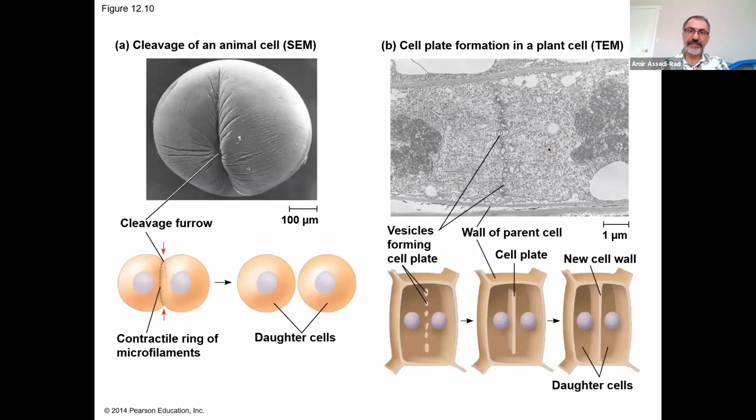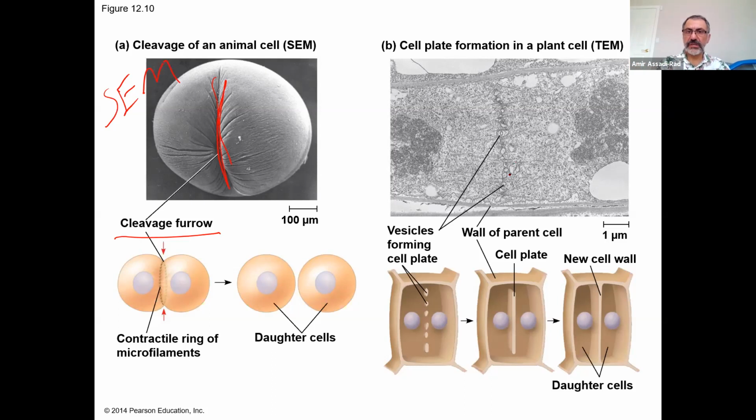So what happens in animal cells, if the cell mitosis occurred, they start invaginating, folding inward, just like the diagram, beautiful. This is an SEM picture, a scanning electron micrograph, and that picture is beautiful. And this right here is called the cleavage furrow. Okay. In plant cells, the story is a little bit different.